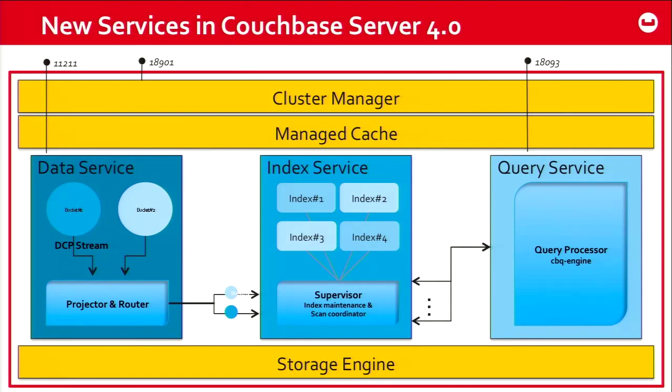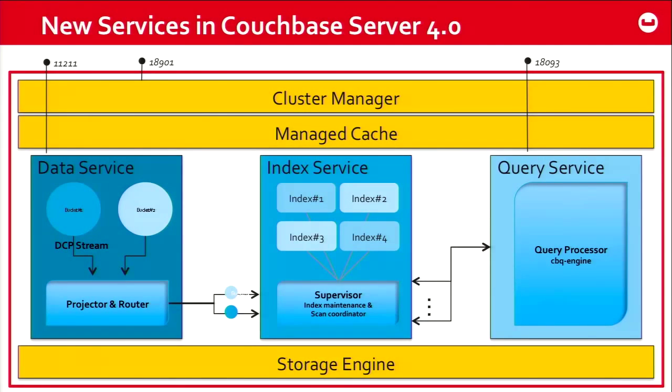We have something called projector and router. This sends the data to the index services. If you have created an index for a particular bucket, all the data will be routed through the projector and router. The projector and router is optimized in the sense that we do deduplication. In case the same key gets updated multiple times in the same fraction of a second, we don't want to send the same data to all the indexes. So we do all this optimization in the projector and router.